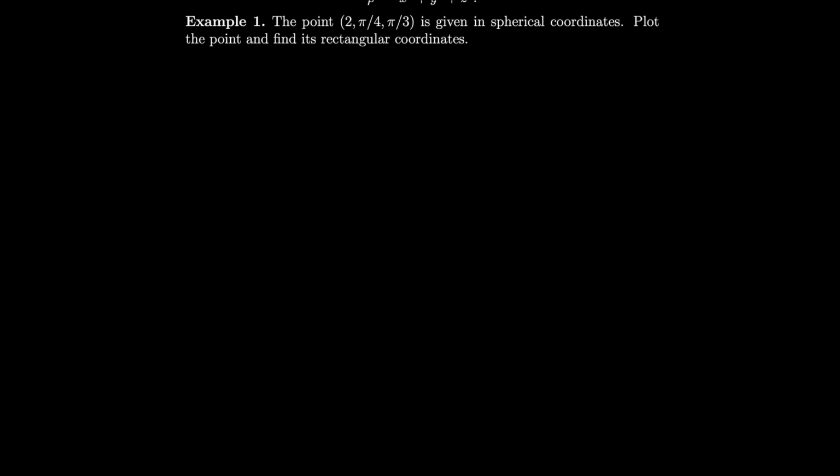Let's do an example with our new coordinates. How about we try to take the point (2, pi over 4, pi over 3) and plot it. So let's draw our axes. Say here's z, this could be x, and here's y.